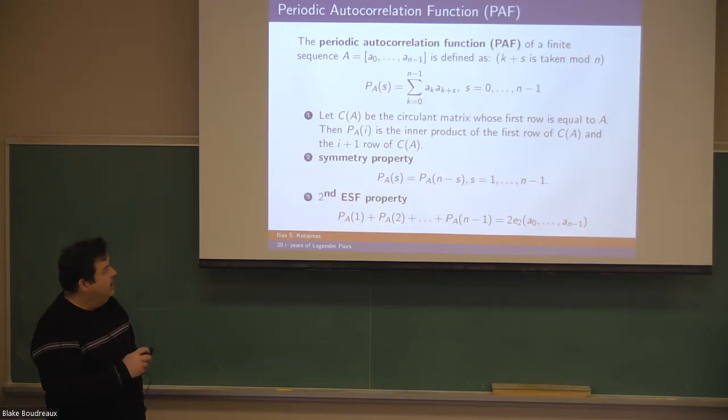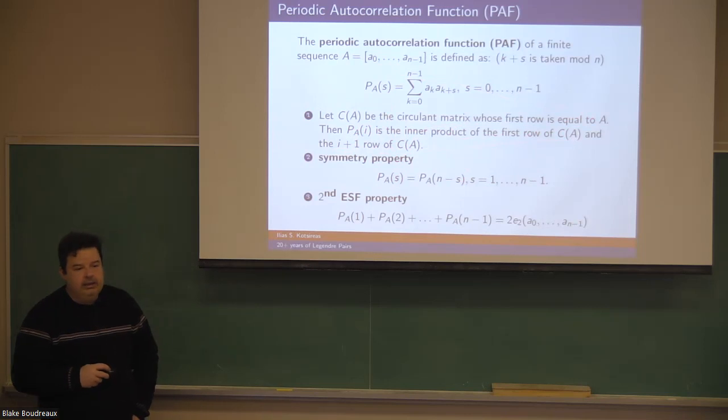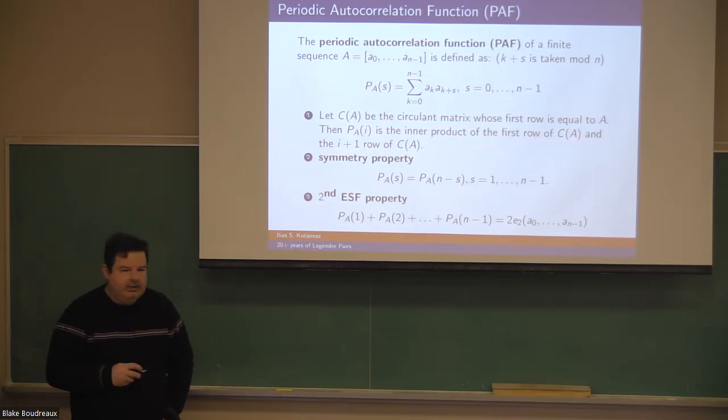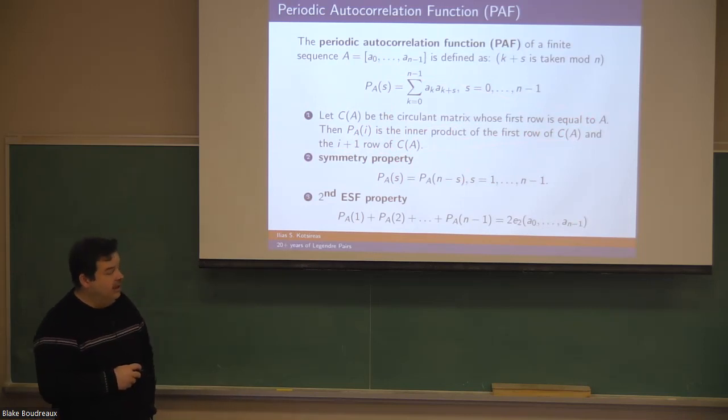And finally, if you have a circulant matrix whose first row is equal to this sequence, then this PAF at i is the inner product of the first row of the circulant and the i plus 1 row of the circulant. A circulant matrix is a very special case of a Toeplitz matrix, even simpler than Toeplitz. It's defined by the first row, and every other row is a right cyclic shift of the previous row. So this is the first ingredient.